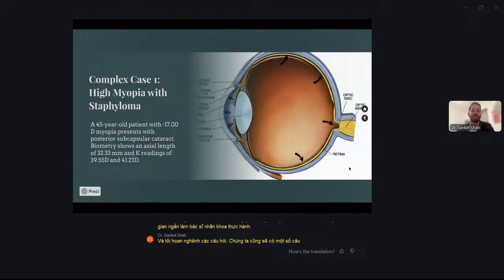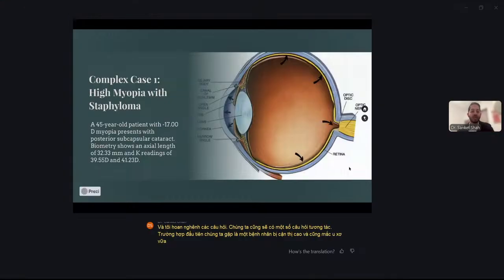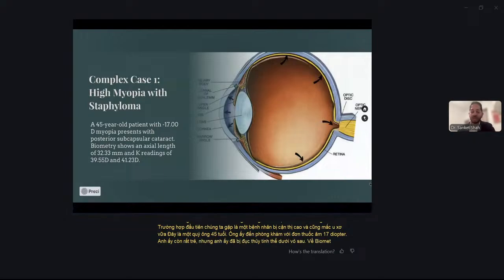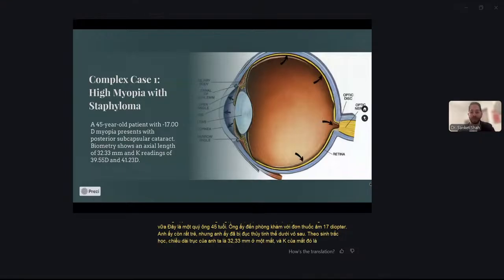The first case is a patient with high myopia who also has a staphyloma. This is a 45-year-old gentleman who presented to the clinic with a -17 diopter prescription. He was very young, but he did have posterior subcapsular cataracts. On his biometry, his axial length was 32.33 millimeters in one eye, and that eye's Ks were 39.55 and 41.23. He has not had any prior refractive surgery.